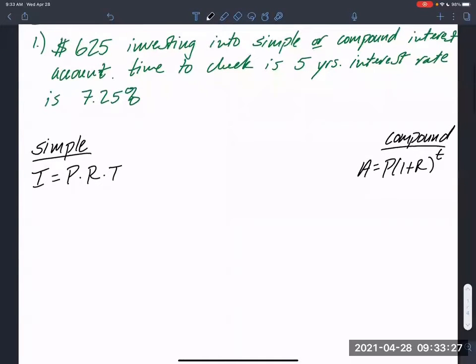And let's go ahead, just because it's easier to do this, I think, let's define our variables right now. Okay? So as we define it, let's go ahead and say our principal is 625. Our interest rate is 7.25%.